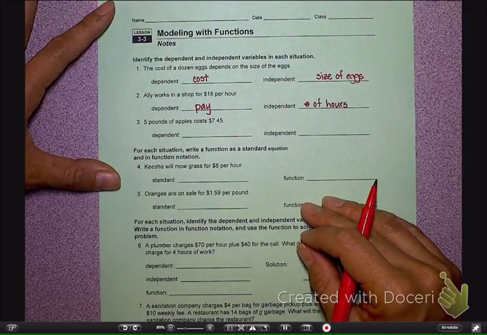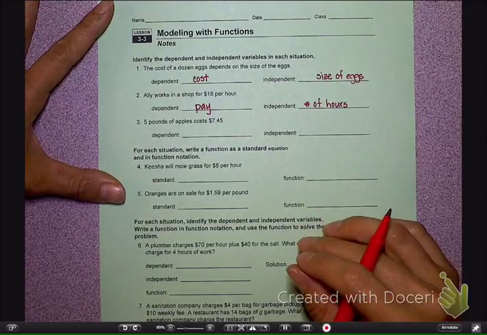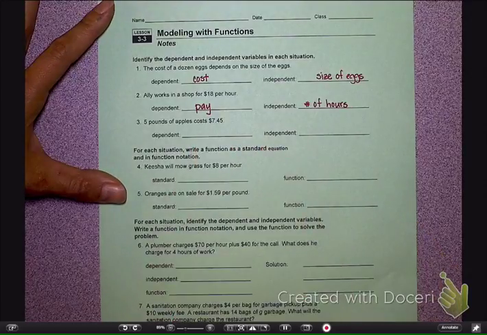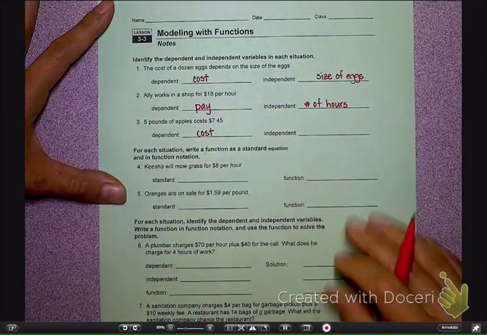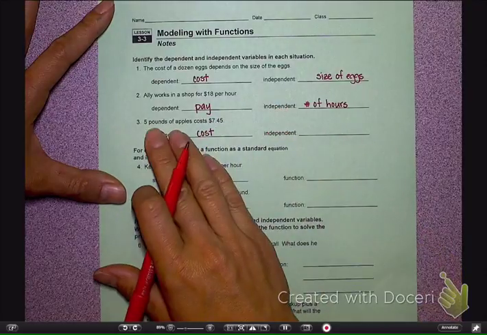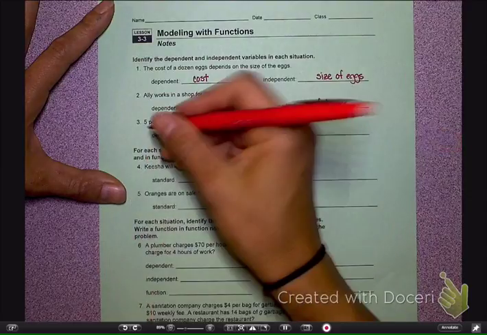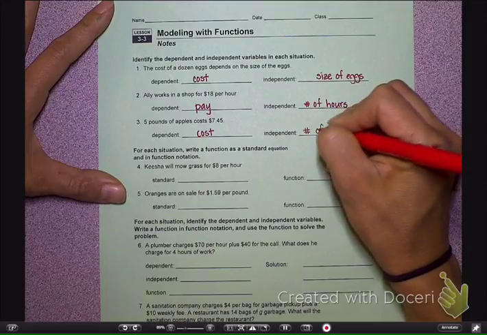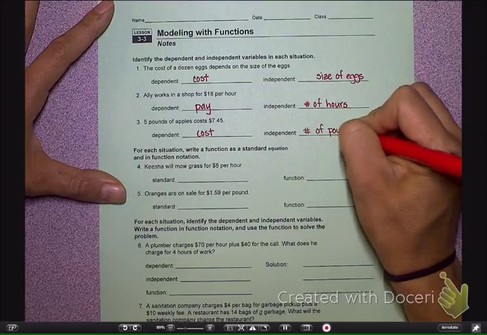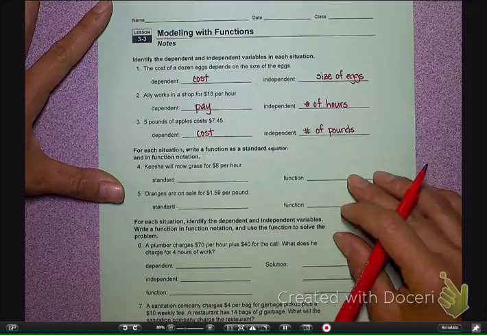Okay, now let's look at the very last one. 5 pounds of apples cost $7.45. So what's dependent here? The cost. And what does the cost depend on? The weight or the number of pounds, right? They're selling these apples by the pound apparently, so it would be the number of pounds. You could also put weight there. Okay? That would be fine too. So does that make sense on those ones?